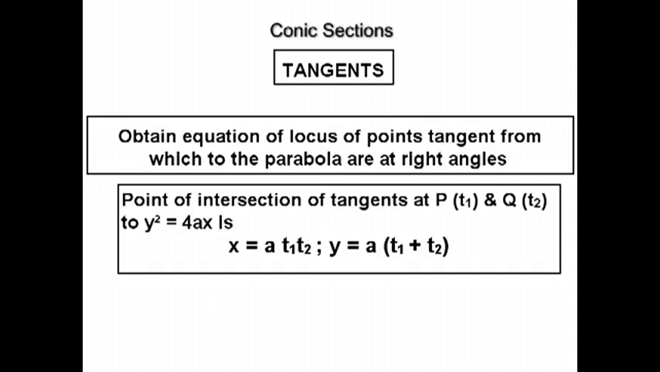The point of intersection of tangents at P(t1) and Q(t2) to the parabola y² = 4ax is x = at1t2 and y = a(t1 + t2).